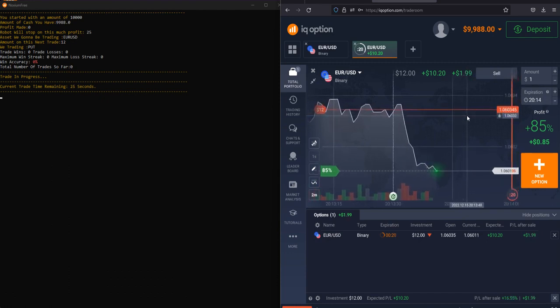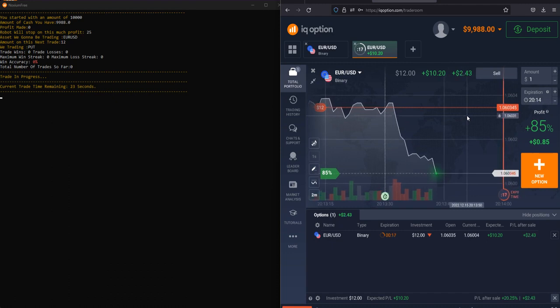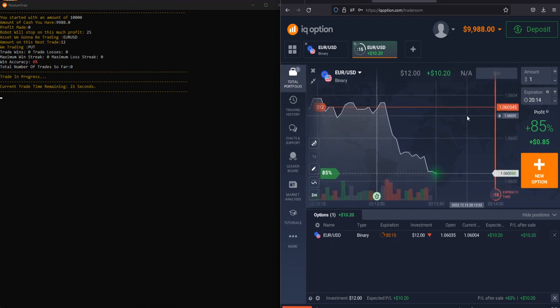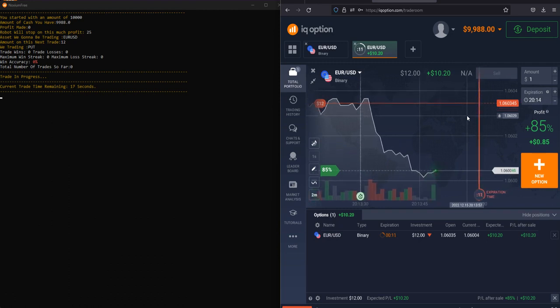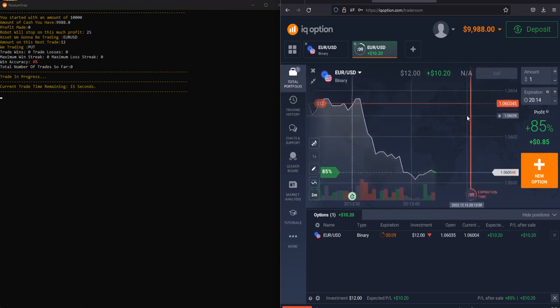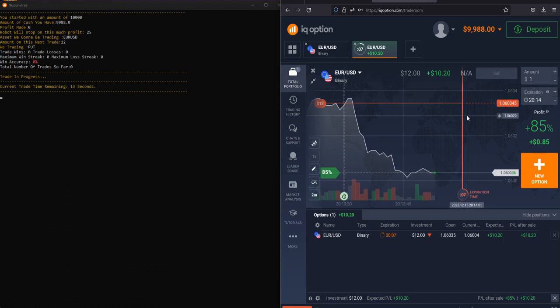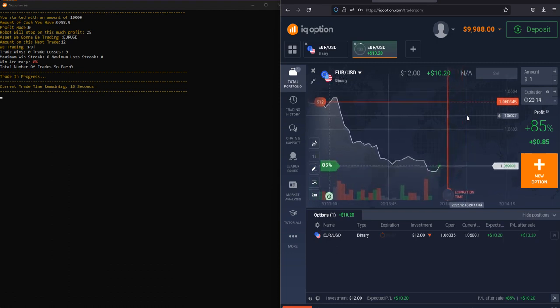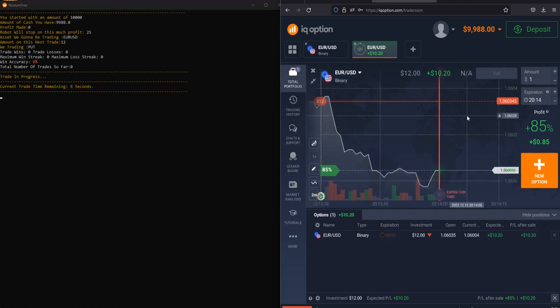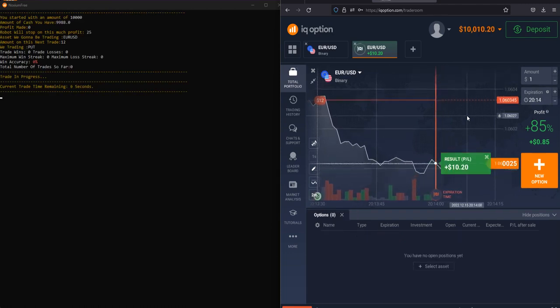Let's see. So this robot will end on a profit of $25. Okay. Currently, we're at zero profit. Let's see what happens there. And voila, we win the trade.